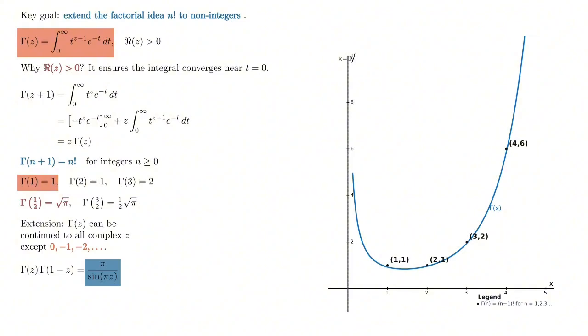Gamma also packages nicely with another special function called the beta function. This relationship is powerful because it lets you convert certain integrals into products and ratios of gamma values. This ratio is the standard connection between beta and gamma.